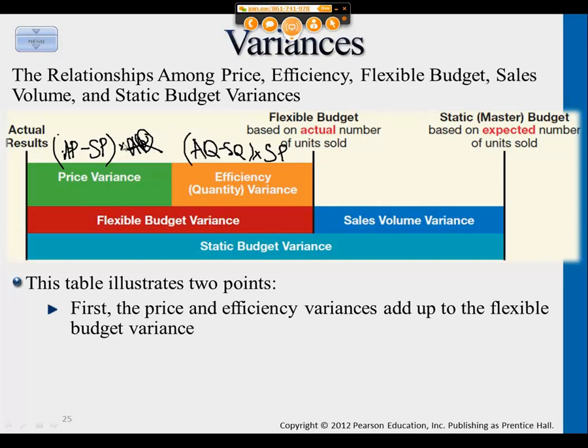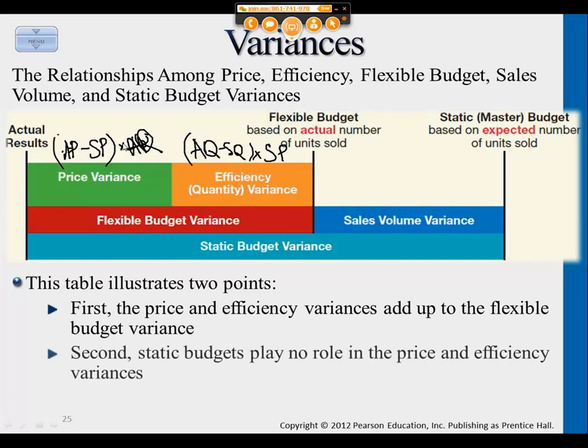All right. So the second, our static budget plays no role in the price and efficiency variance. Do you see that? It does not utilize any of the numbers from the static budget. Okay, it has no effect on it. Good multiple choice question. You should know that.